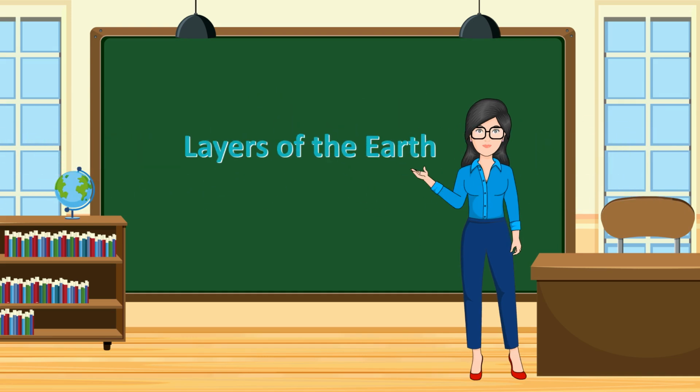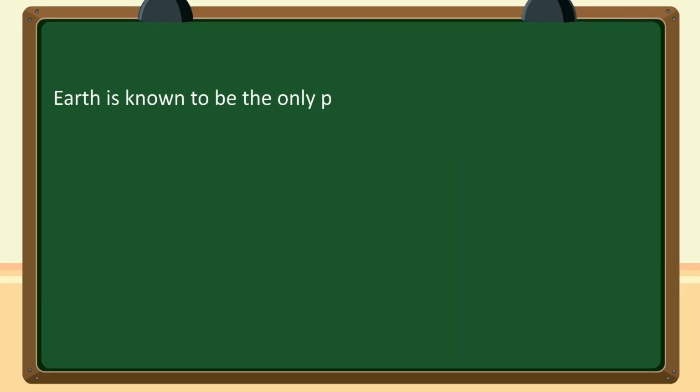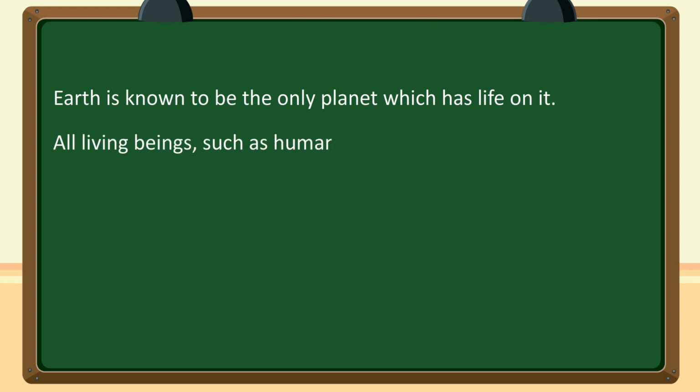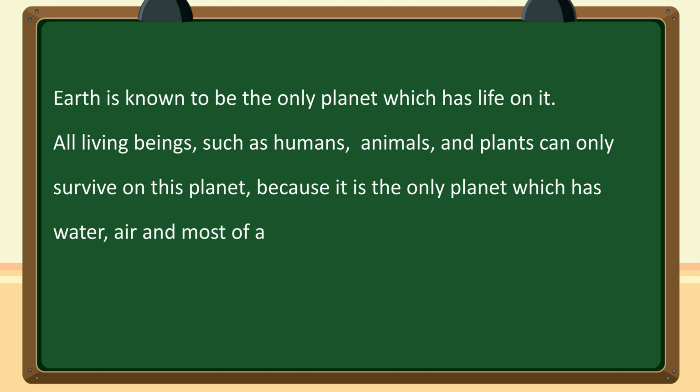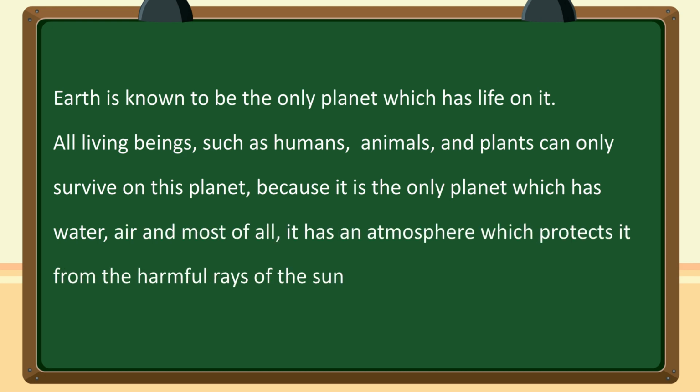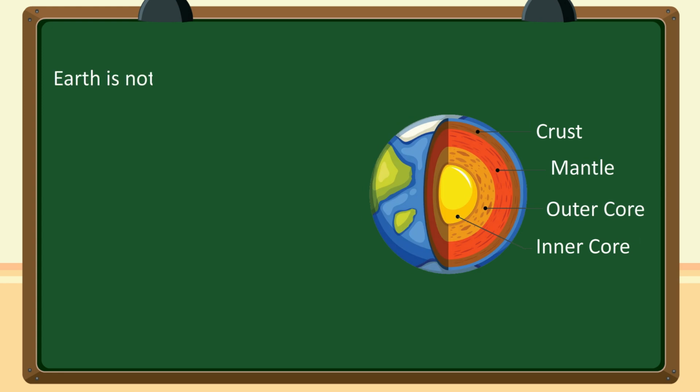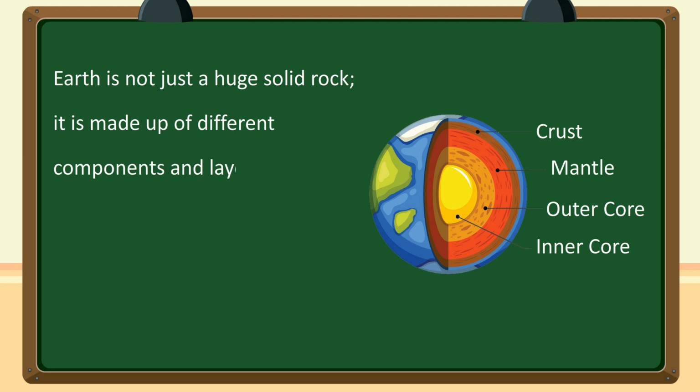Layers of the Earth. Earth is known to be the only planet which has life on it. All living beings, such as humans, animals, and plants can only survive on this planet, because it is the only planet which has water, air, and most of all, it has an atmosphere which protects it from the harmful rays of the sun. Earth is not just a huge solid rock, it is made up of different components and layers.